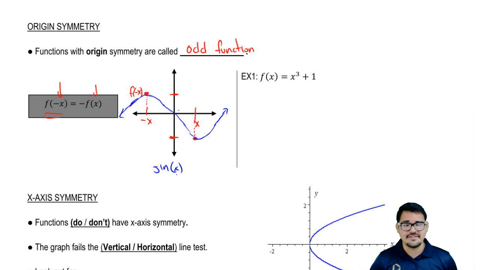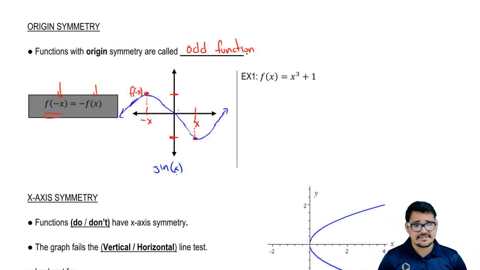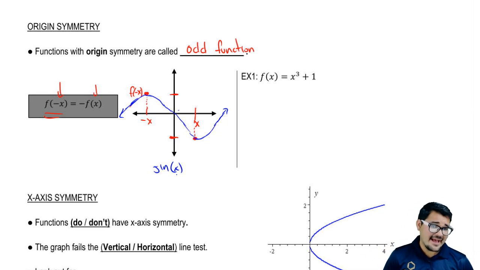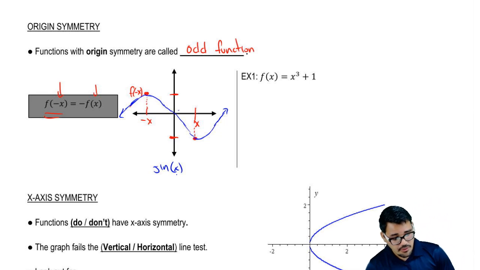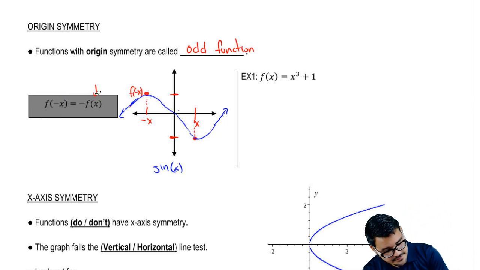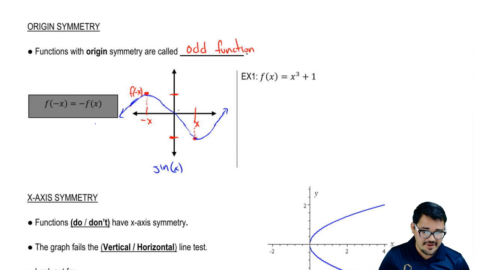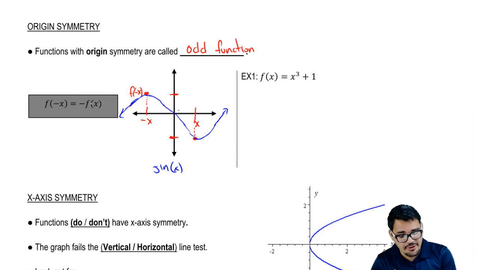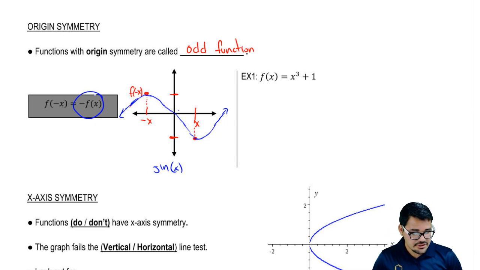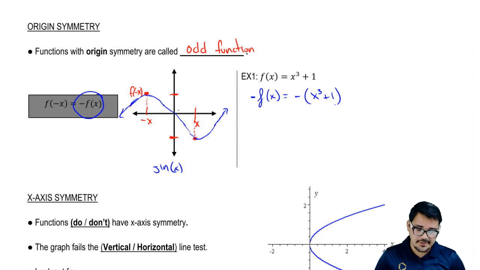So now let's test if this function here that we have, x cubed plus 1, has origin symmetry. We're given f of x, but in this formula we don't care about it. We care about f of negative x. So we're going to start off with that. We're going to compute negative f of x by applying a negative to this whole function that we have here. So we apply a negative, so it becomes negative x cubed minus 1.